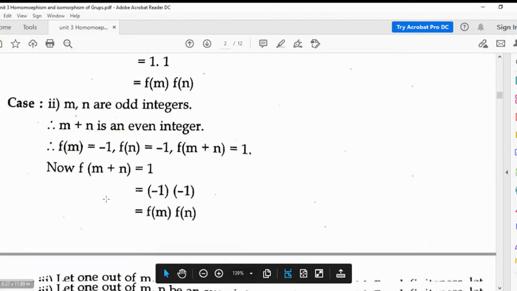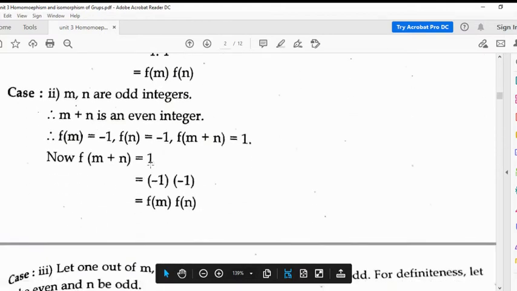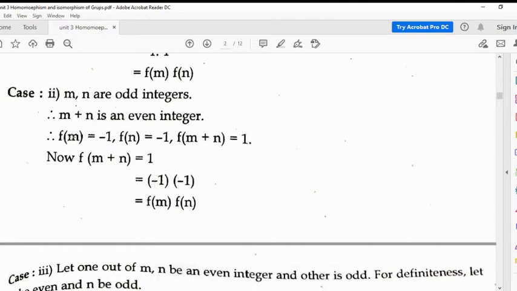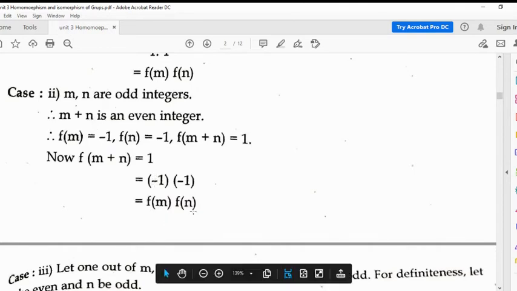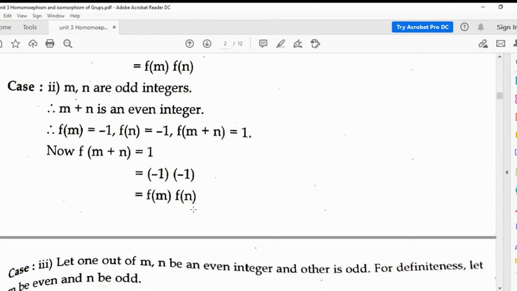Now f of m plus n is equal to 1. 1 can be written as -1 into -1. This -1 is nothing but f of m. This -1 is nothing but f of n. So f of m plus n is equal to f of m into f of n.